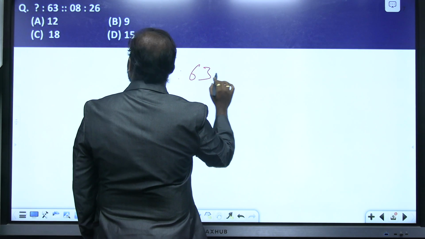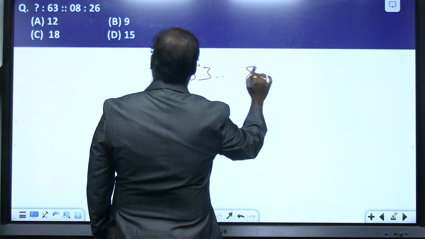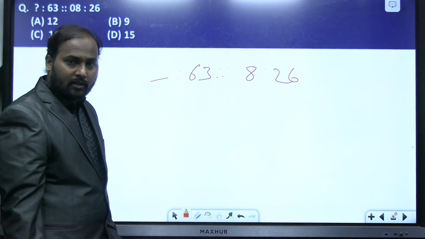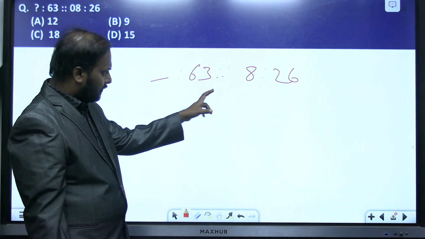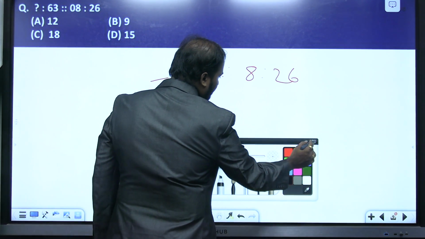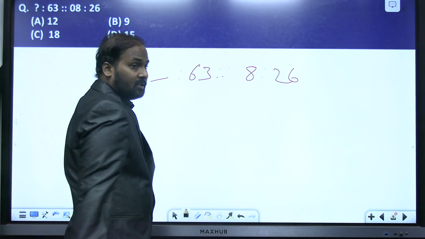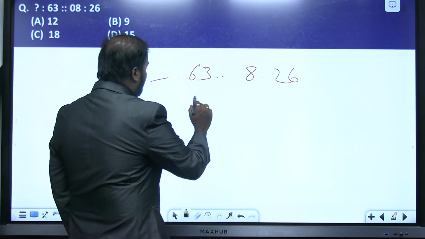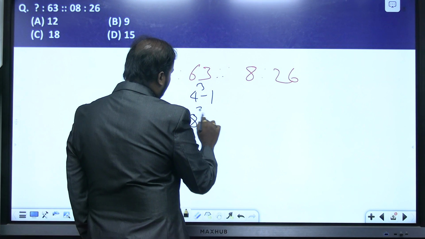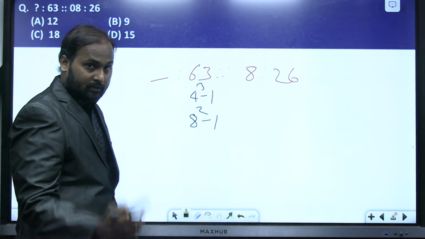Dash 63 and 8, how much? The moment I see this question, are these values near any squares or cubes? If you carefully observe this, these values are near squares and cubes. For example, let's check here. How can I write it? 63, I can write in 2 ways: I can write it as 4 cube minus 1, or I can write it as 8 square minus 1. So there are 2 possibilities.